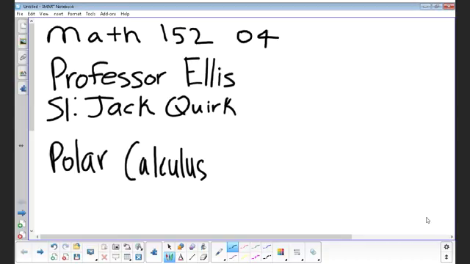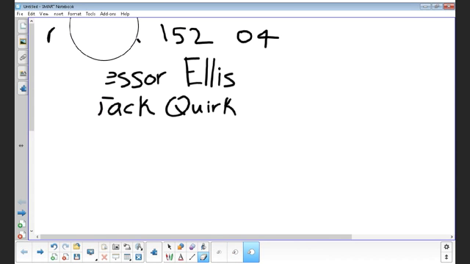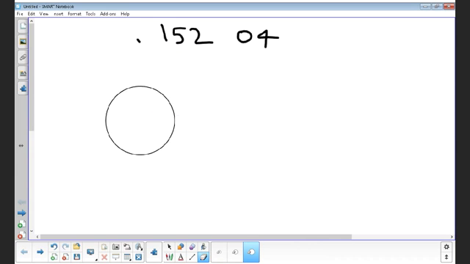And today I'll be showing you some examples of polar calculus, which is working integrals, derivatives, arc length, etc. with polar coordinates. So, let's start off with a review of how polar coordinates work.